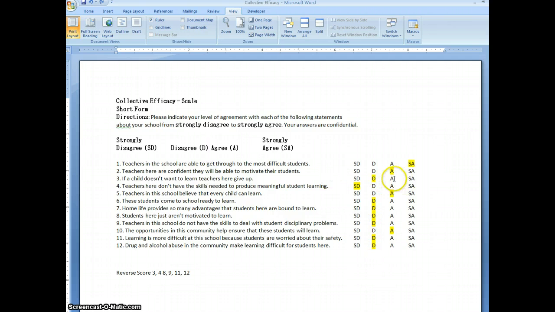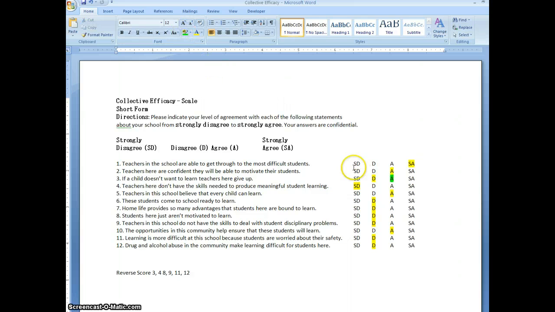So on the ones that are reverse scored, before you process any of this stuff, you have to turn this into the right kind of information. So 3, 4, and you'll see why if we're going to do this in just a second. 8, 9, 11, and 12.